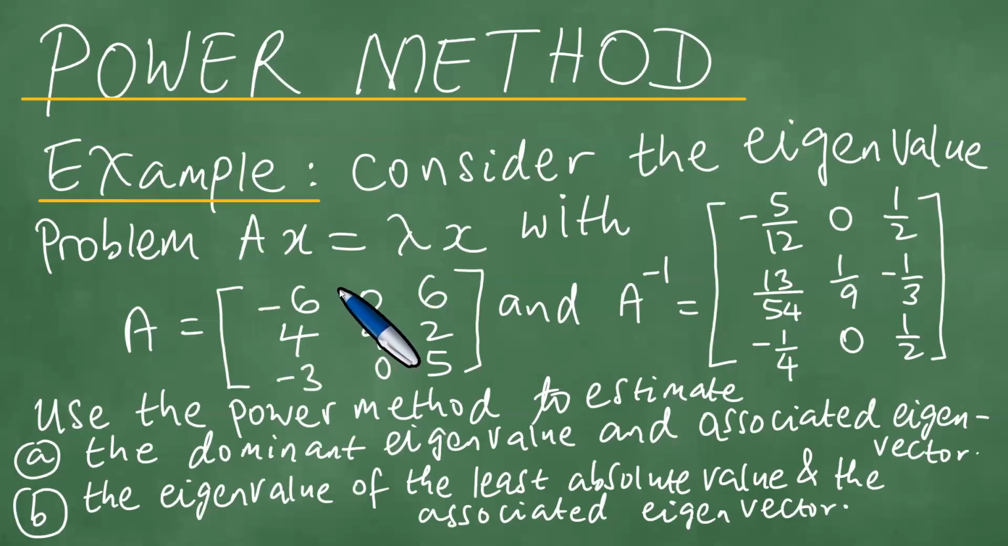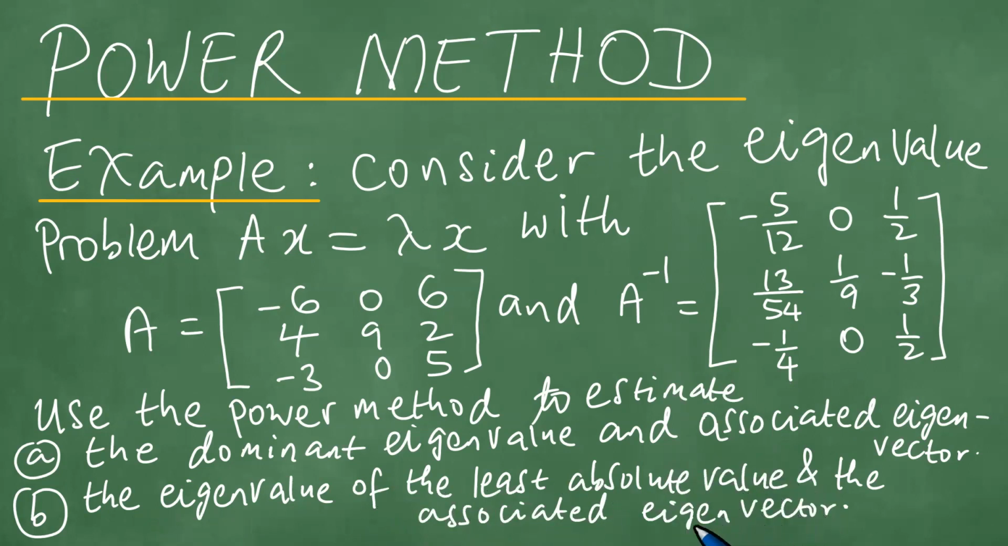Right, we are focusing on the power method to start today, and we're going to be looking at many more things that remain extremely important. But in this example, we consider the eigenvalue problem Ax equals lambda x with the matrix A, which has the entries shown there, and the inverse with the entries shown there. The question is to use the power method to estimate the dominant eigenvalue and the associated eigenvector, and the eigenvalue of the least absolute value and the associated eigenvector.